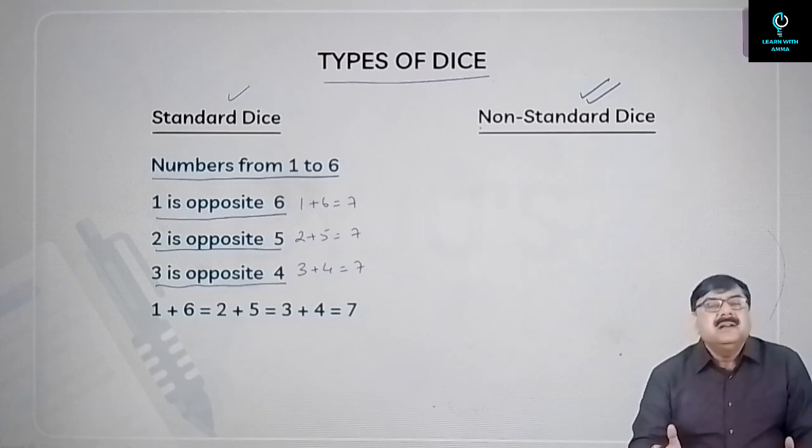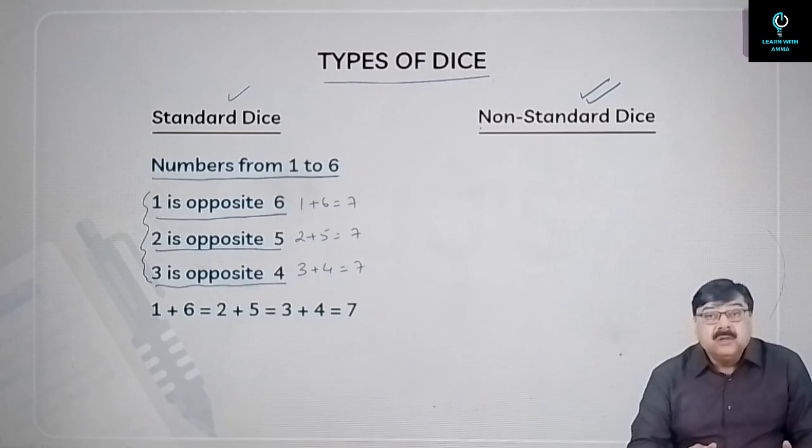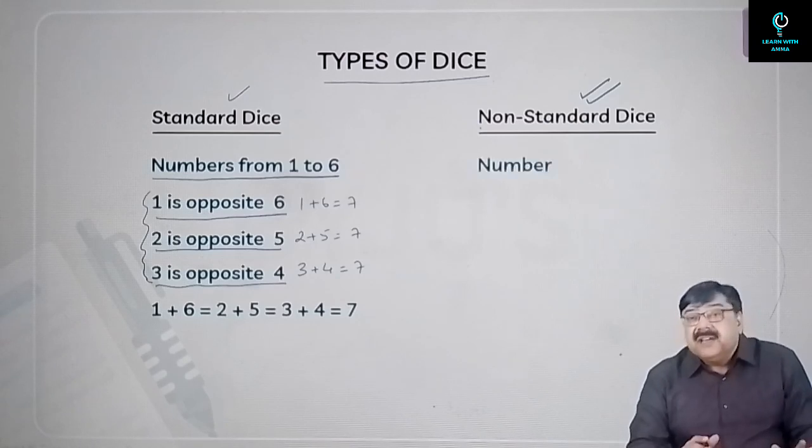Now what is a non-standard dice? It is a dice which is not a standard dice, in which there is at least one pair of these numbers where the pattern is not followed, or it becomes different. Also, a non-standard dice is not about numbers alone. A non-standard dice could consist of letters written over it. Leave alone numbers, there could be some shapes, colors, or figures made on a non-standard dice.